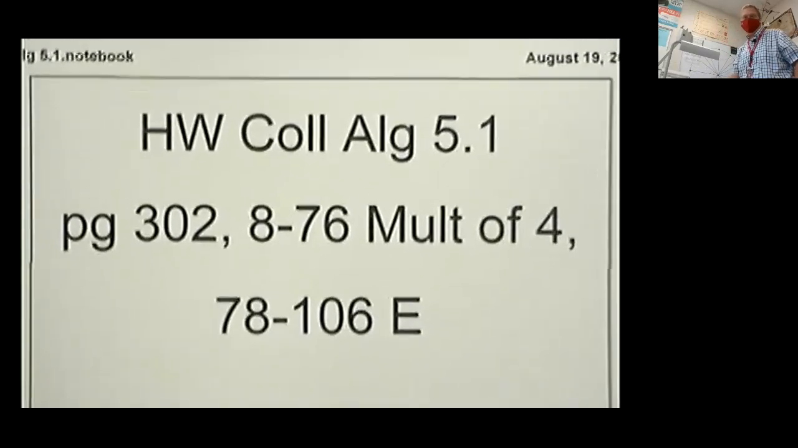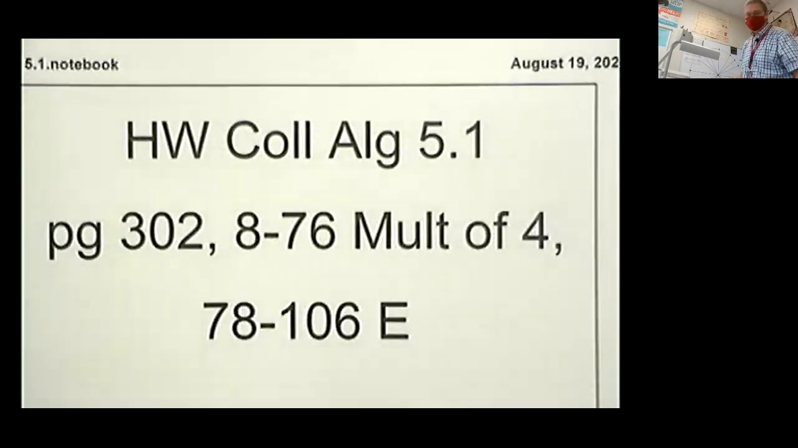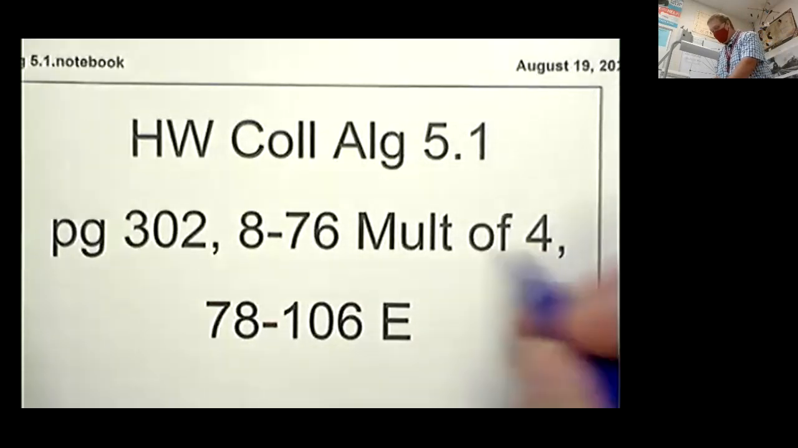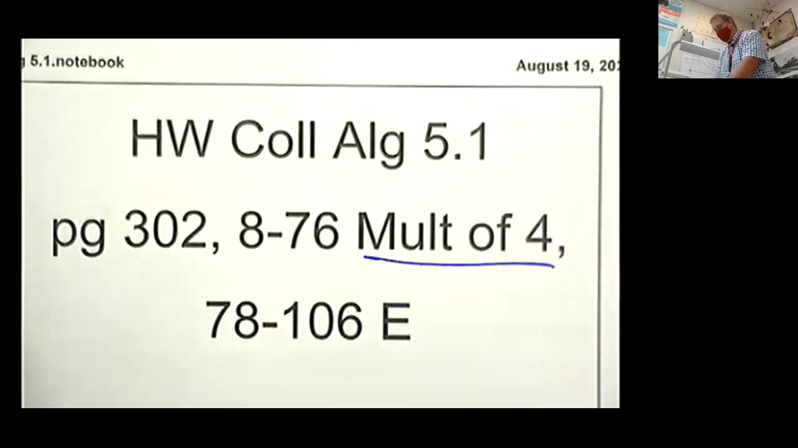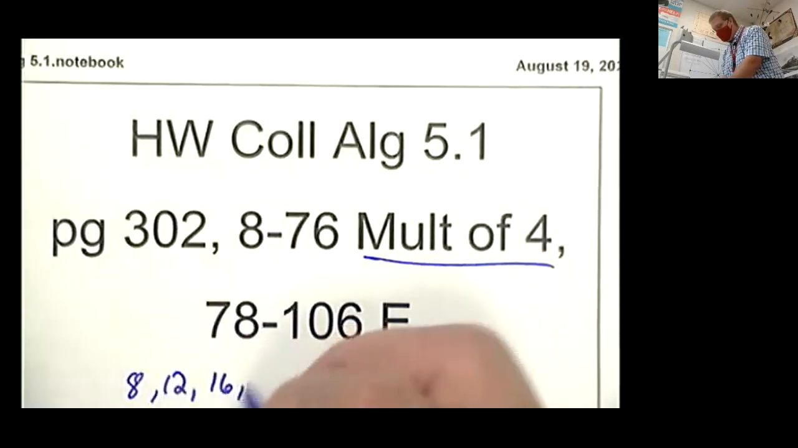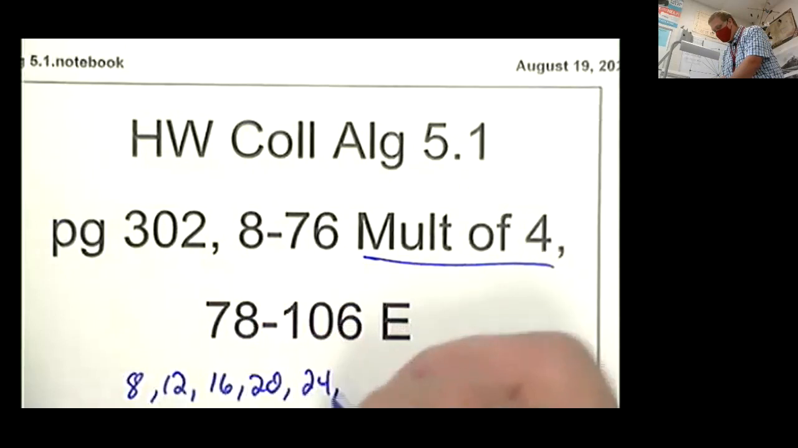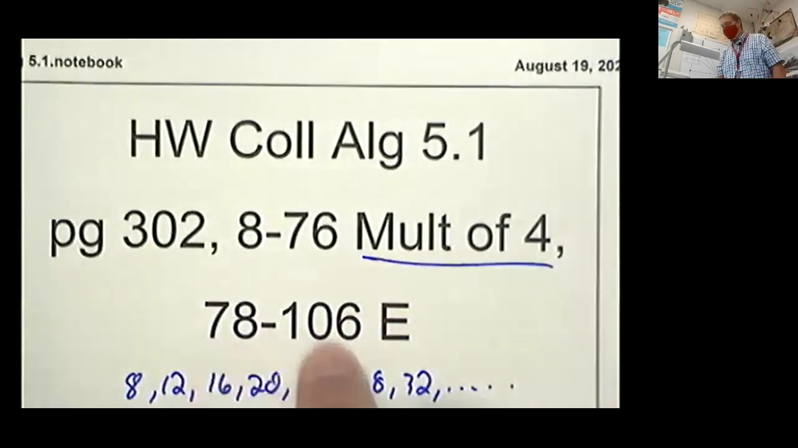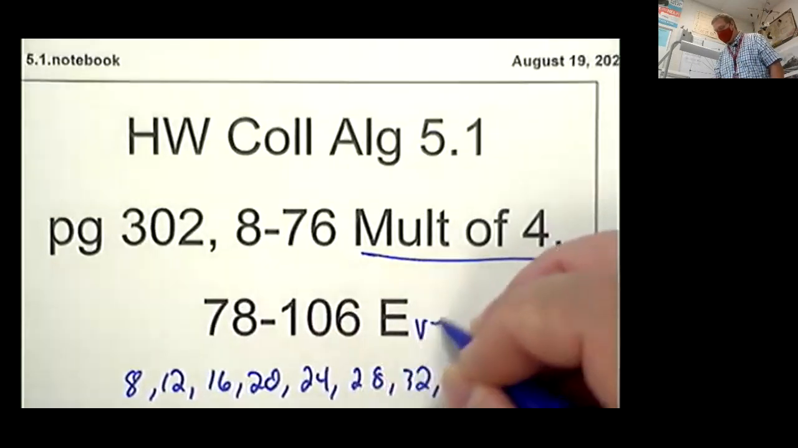Homework. College Algebra, lesson 5.1. We're on page 302. We're doing 8 through 76, multiples of 4. Make sure you note multiples of 4. That means we're doing 8, 12, 16, 20, 24, 28, 32. All right, it's going to help you review your multiples of 4 all the way to 76. And then 78 to 106 evens.